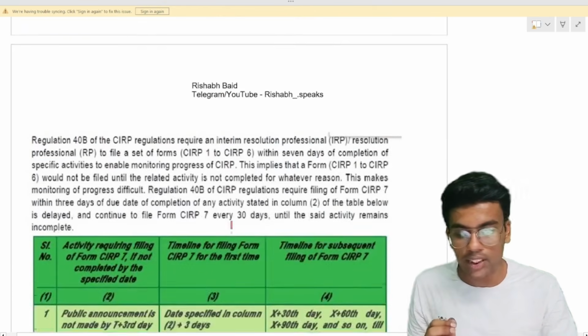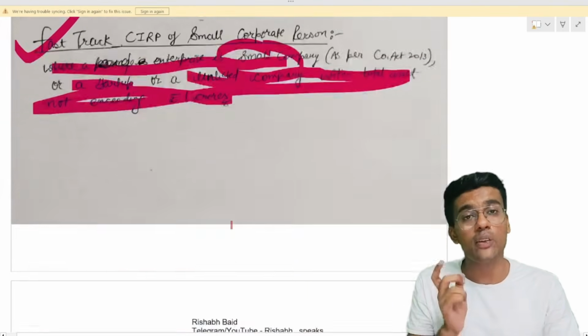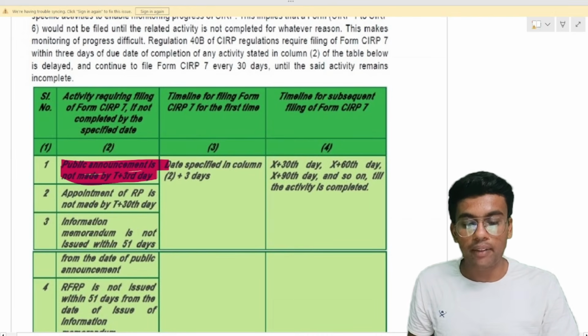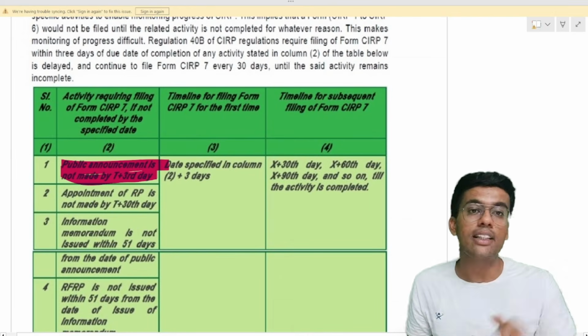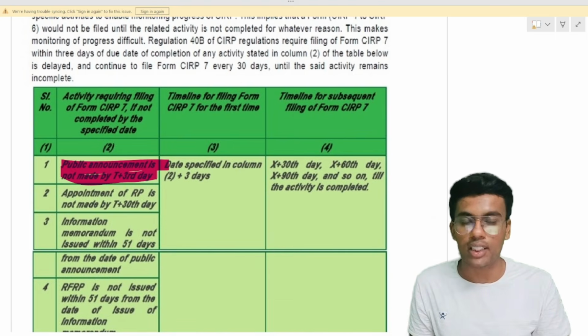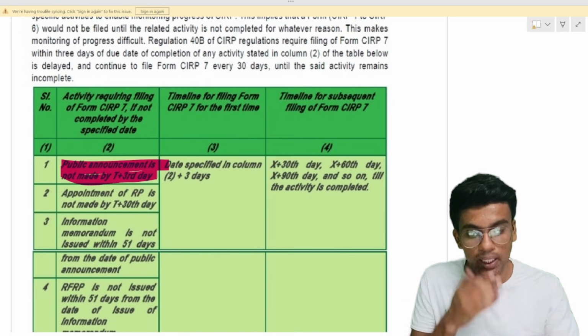The last point is with respect to a delay, a failure to conduct the events. What is going to happen? Public announcement is not made by T plus third day. The public announcement is to be made by the IRP within the next 3 days from the date of his appointment. If he has not made such public announcement, then what is to be done?